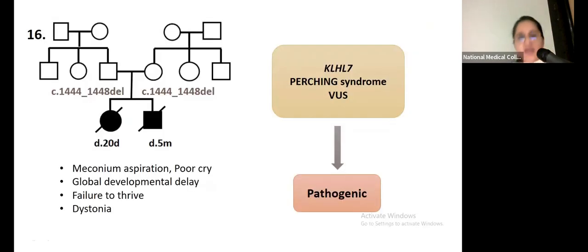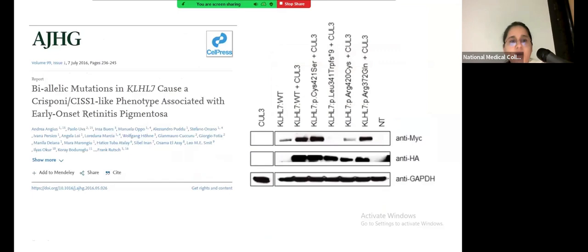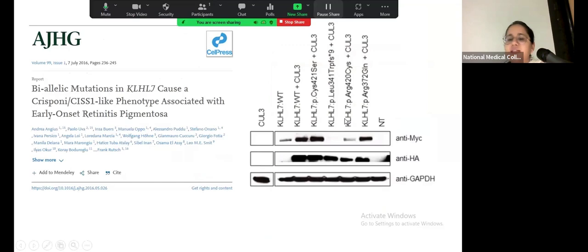In this particular case, again, there were 2 deaths. They had meconium aspiration, poor cry, failure to thrive, dystonia, and initially the lab gave a report of variant of uncertain significance in the KLHL7 gene. This leads to Perching syndrome, which in an autosomal recessive manner does lead to these features. But based upon the evidence that we studied, we could classify this variant as pathogenic. How? We found out that there are papers which show that loss of function in this particular gene does actually lead to disease. Now remember, it was very easy to classify frameshift variants as pathogenic because it looks like a protein is terminating there, so this must be disease causing.